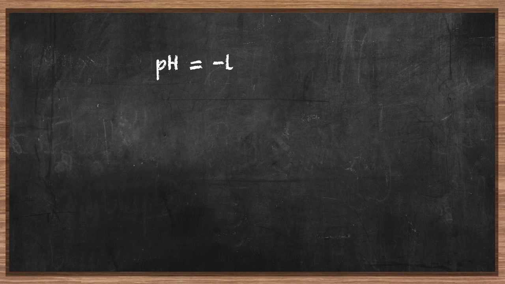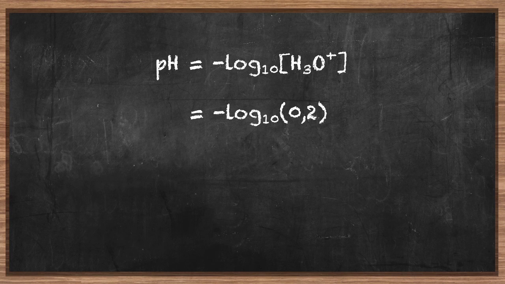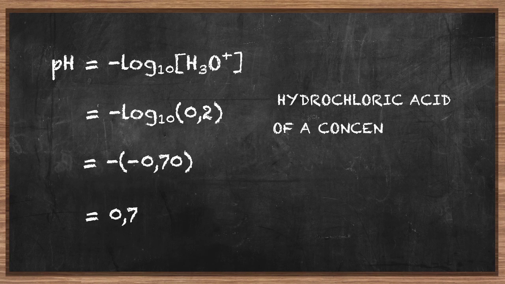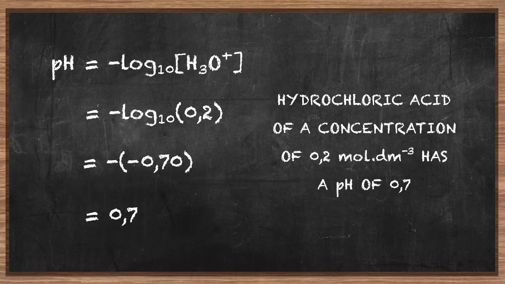pH equals negative log to the base 10 of the hydronium ion concentration, which equals negative log to the base 10 of 0,2 mole per cubic decimeter. Use your calculator to find the answer. It equals minus 0,70, which is 0,7. This answer makes sense. It shows us that hydrochloric acid of a concentration of 0,2 mole per cubic decimeter has a pH of 0,7. We expect the pH to be low because hydrochloric acid is a strong acid.